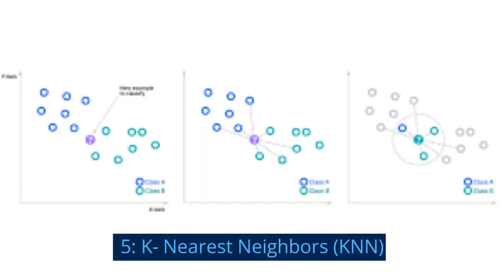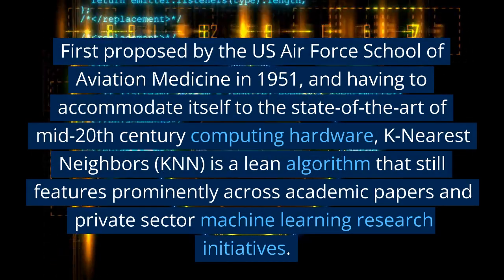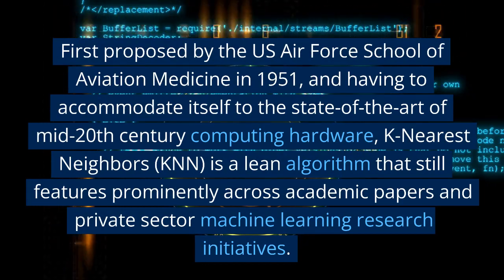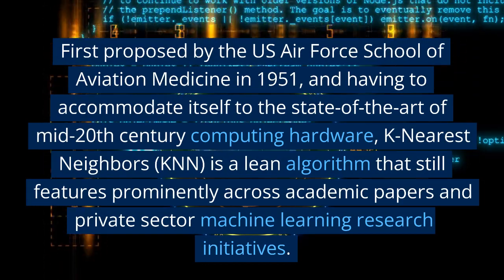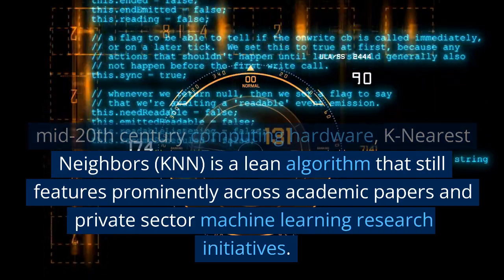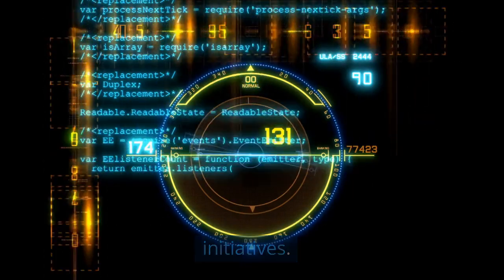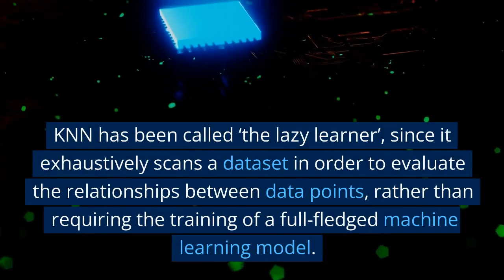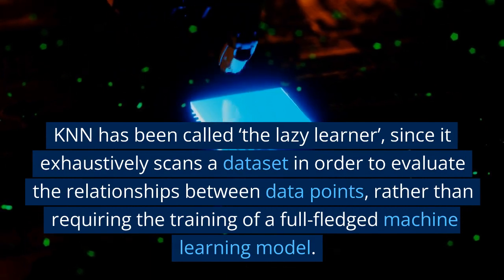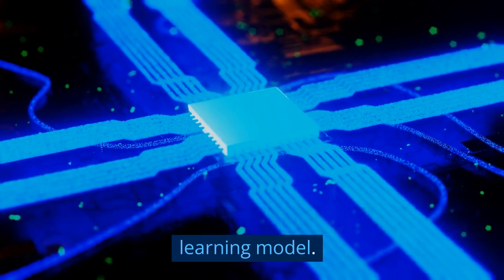5. K-nearest neighbors, KNN. First proposed by the U.S. Air Force School of Aviation Medicine in 1951, and having to accommodate itself to the state-of-the-art of mid-20th century computing hardware, K-nearest neighbors, KNN, is a lean algorithm that still features prominently across academic papers and private sector machine learning research initiatives. KNN has been called the lazy learner, since it exhaustively scans a dataset in order to evaluate the relationships between data points, rather than requiring the training of a full-fledged machine learning model.